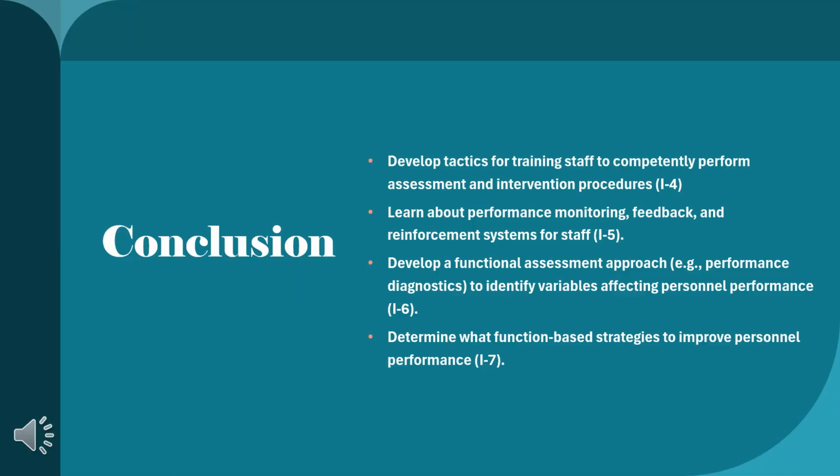In conclusion, we went over tactics for training staff to competently perform assessment and intervention procedures, learned about performance monitoring, feedback, and reinforcement systems for staff, developed functional assessment approaches to identify variables affecting personnel performance, and determine what function-based strategies to improve personnel performance can be, which are task list items I4 through I7.